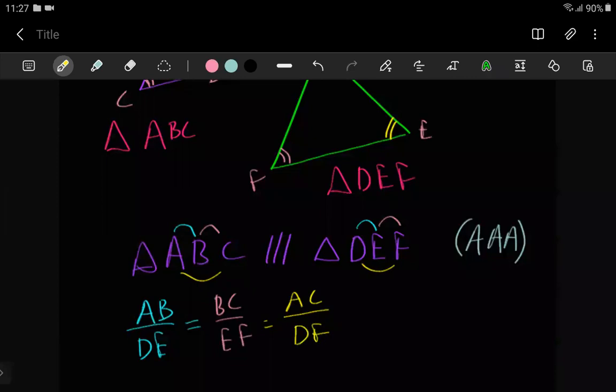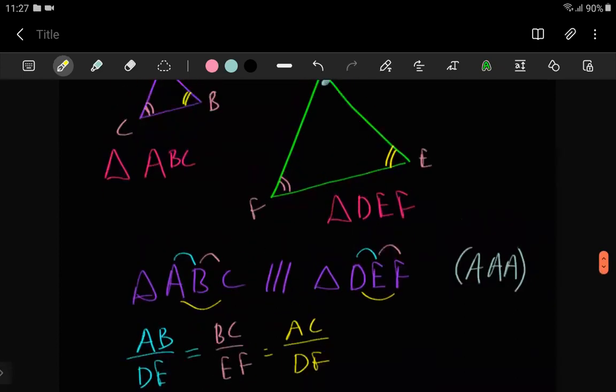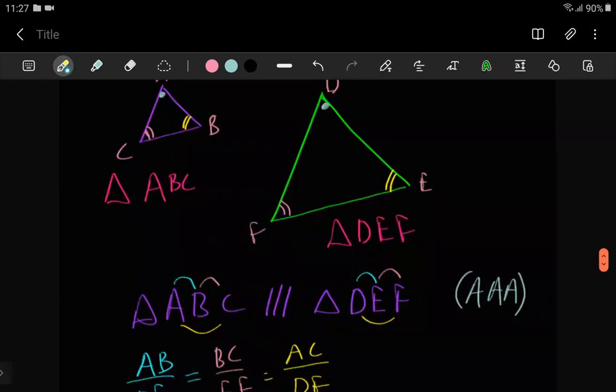This is something you're always able to write out, as long as you know that triangles are similar, and as long as you write the names of the triangles in a way that is linked. Where you write A, you write A there. Where you write B, you write B there. Where you write C, you write C there. Perfect. So with that being said, this is the gist of the proportionality theorem.